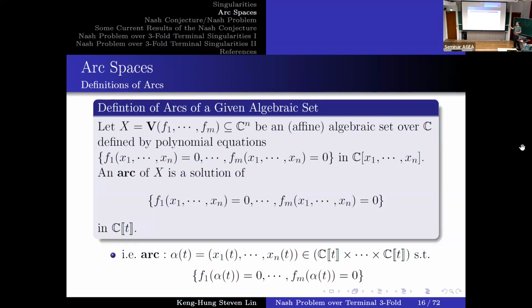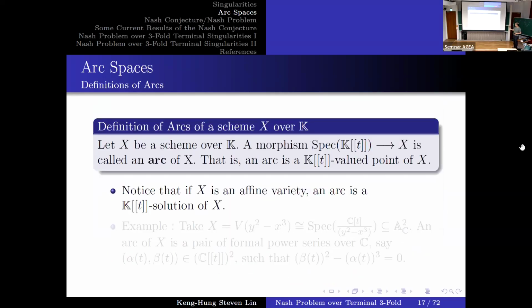Okay, and if we collect this arc together, we collect all such arcs of X, we obtain a big set of arcs. We call it the arc space of X. I have written it here, but I failed to pop up my new slide, so just listen to me.